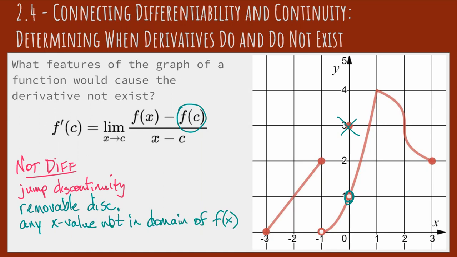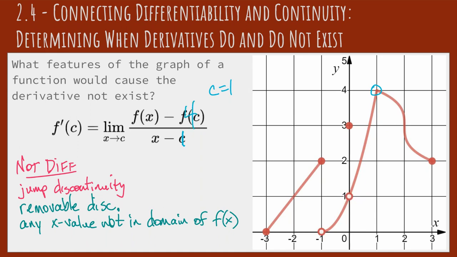Okay, we don't have any other discontinuities here, but we do have a couple other places that we want to investigate a little bit. So the next place I want to look is at this corner right here. So this is a corner or a cusp in the graph. And so if we look at what's happening when c equals 1, that means we're putting 1 in here and f of c is going to be 4.